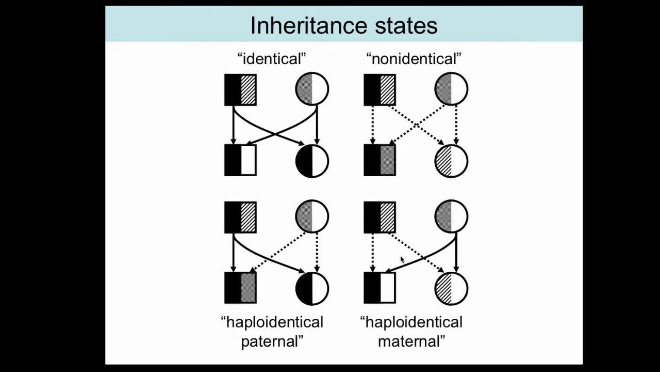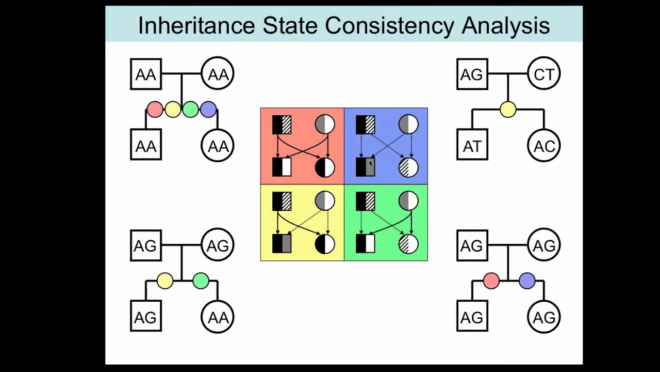And then there are the two intermediate states in which, for example, both offspring inherit the same thing from the father but different alleles from the mother. We call that haploidentical paternal. So there are 4 inheritance states, color-coded here in this way. The identical state is called in red, for example.